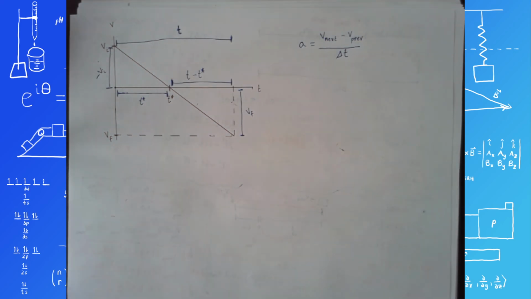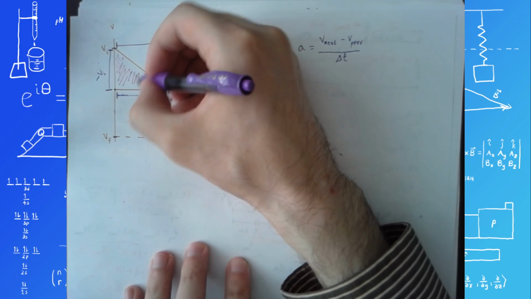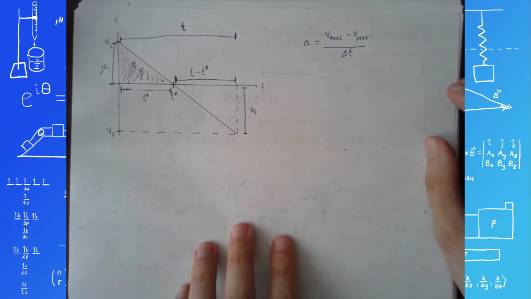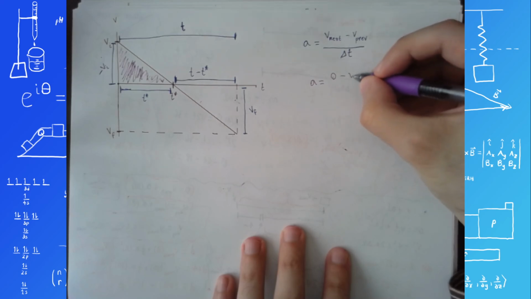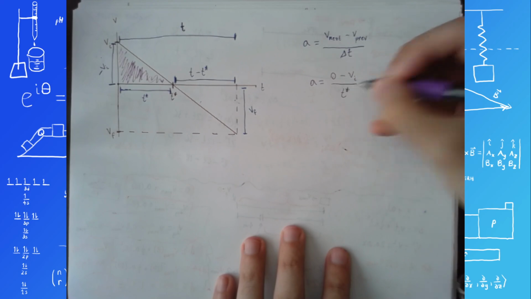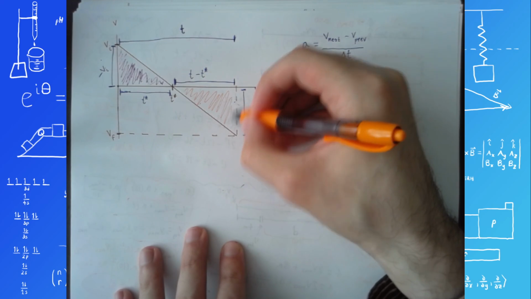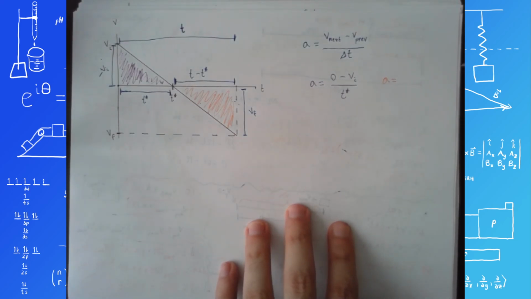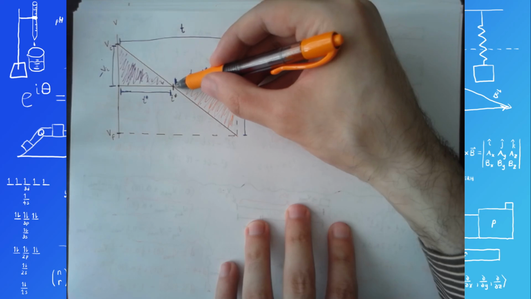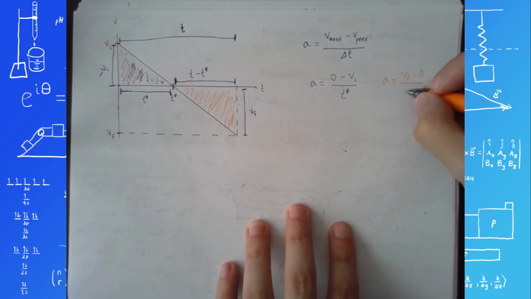Let me actually shade it. Let's shade it in purple. Okay, so for the purple triangle, I can do acceleration equals 0 minus v initial over t star. And then I'll shade this other triangle in orange. And for that one, the same acceleration equals, in this case, it would end at v final, and my orange triangle starts with a velocity of 0. So v final minus 0 over the delta t in this case is the full time minus t star.